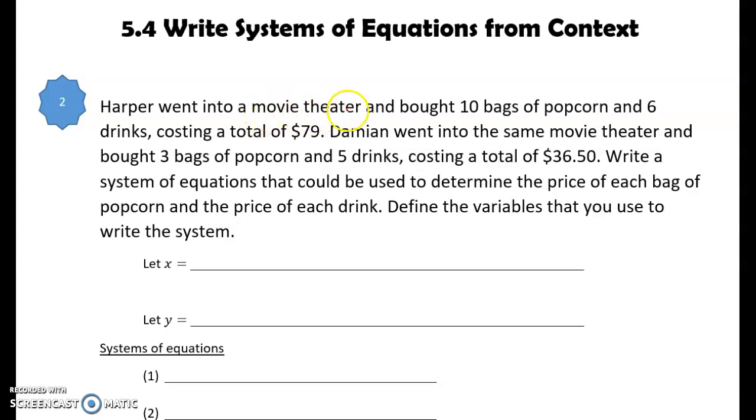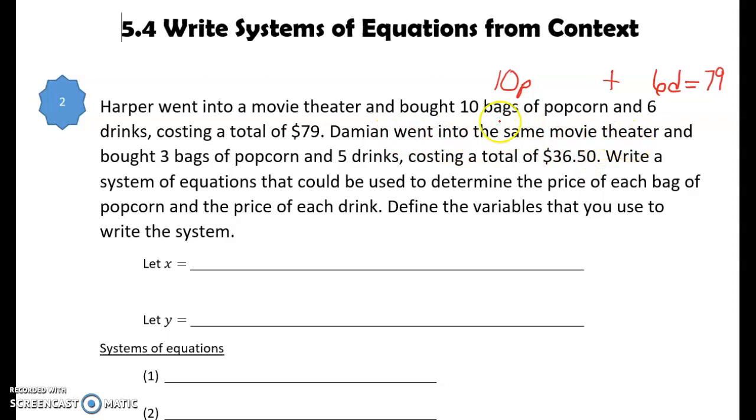Harper went into the movie theater and bought 10 bags of popcorn and 6 drinks. As soon as I look at that, I see 10 popcorns and 6 drinks, and means to add, costing a total of $79. Okay, total means equals. Check that out. I have an equation. So I'm taking all of these sentences and turning them into equations.